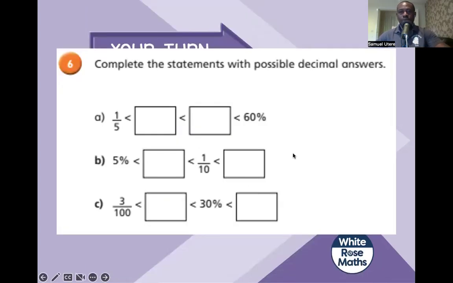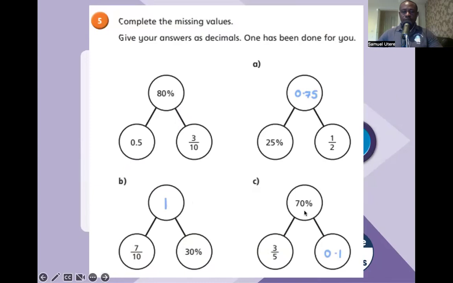Let's go back. Not done yet. Here, 70%, 3/5. Remember, the fifths splits it into 5 lots of 20%. So 3 lots of that is 60%. So 70 minus 60% is 10%. 10% is the same thing as 10 hundredths, which is the same thing as 0.1. So that's 0.1.